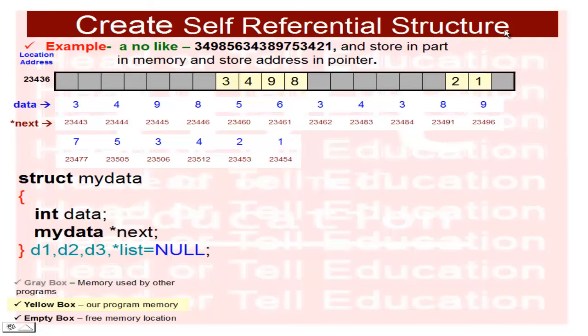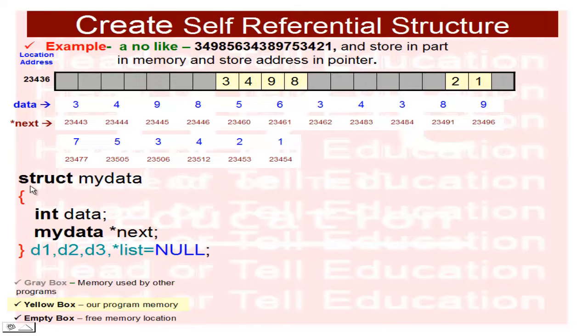Now create a self-referential structure. How can we create this? In the previous slide we already saw our number like this. This is the sample memory allocation chart, starting from 23436 and 36 30 and so on. Now this is our data: 349 856 34389 75342 like this. According to this we have to create a structure.